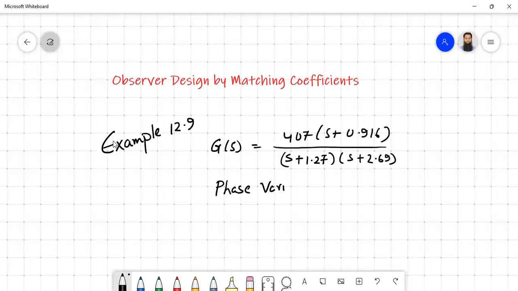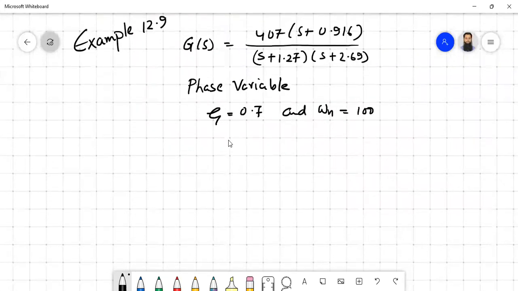Phase variable. So in the phase variable, how can we design the observer? That is the thing, and also some other parameters related to the transient response are given. That is zeta equal to 0.7. Sometimes instead of zeta, they can also give percentage overshoot, and omega n, natural frequency, is given as 100. So let's try to solve it in the phase variable form.